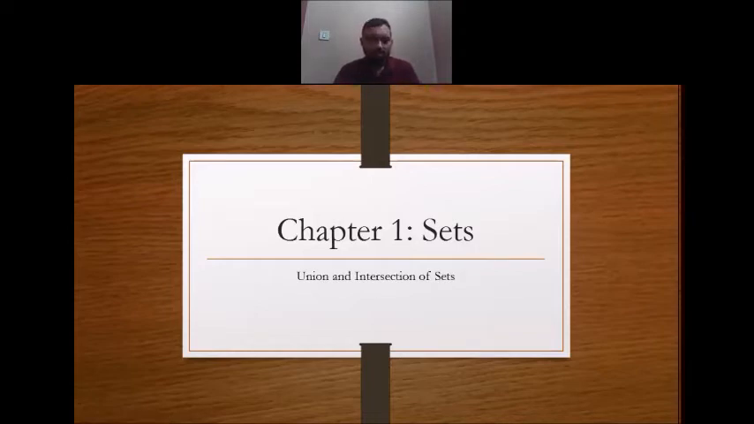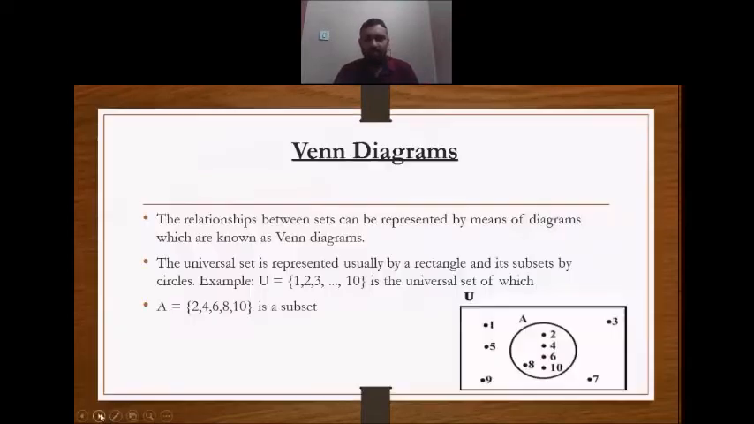So let us see the definition. First, before that, we shall talk about Venn diagrams. What are Venn diagrams? Venn diagrams are nothing but diagrams which help in expressing the relationship between the sets. So it is nothing but drawing a set in pictorial form, basically drawing a picture of a set.